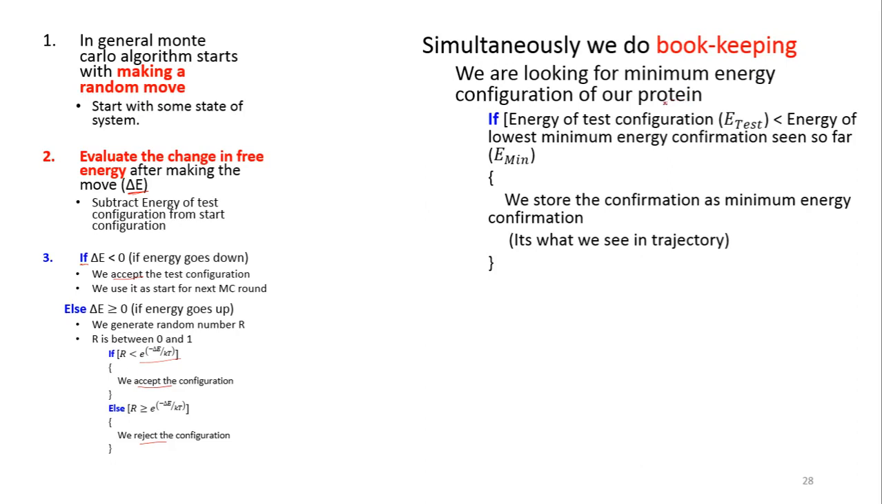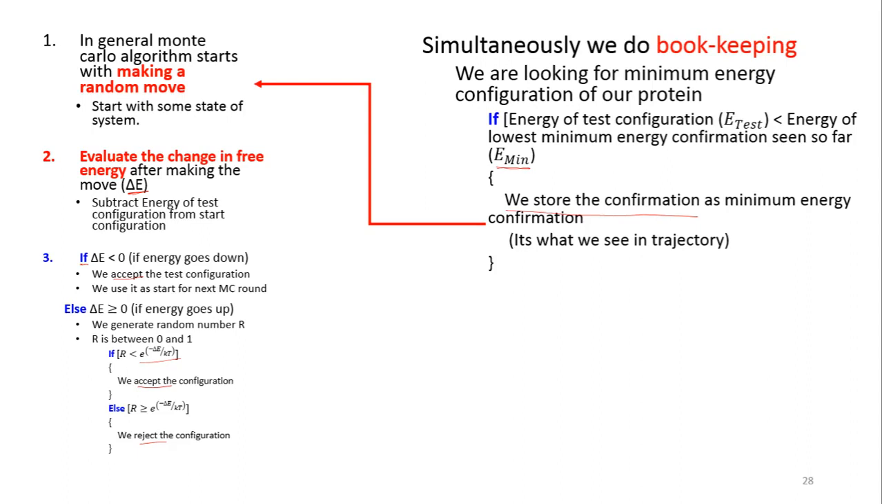Okay, and if the energy of the test configuration that you have ended up with is less than the energy of the lowest minimal energy configuration observed so far, which we describe in terms of E min, then we store the configuration as the minimum energy configuration that you have seen in the trajectory. Okay, and again we would move on to making the random move.